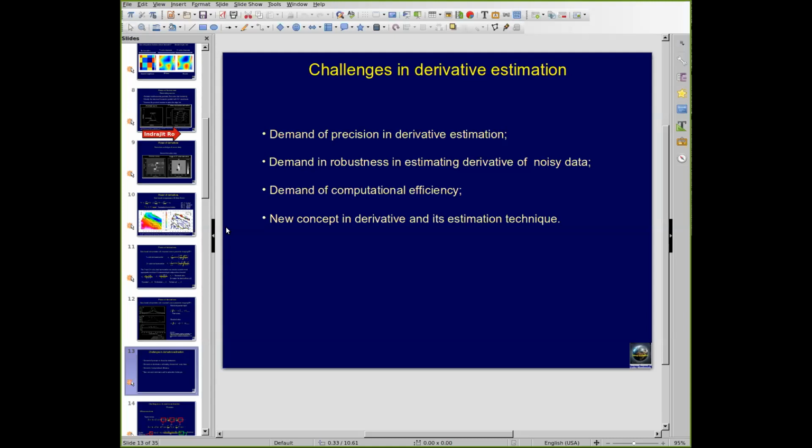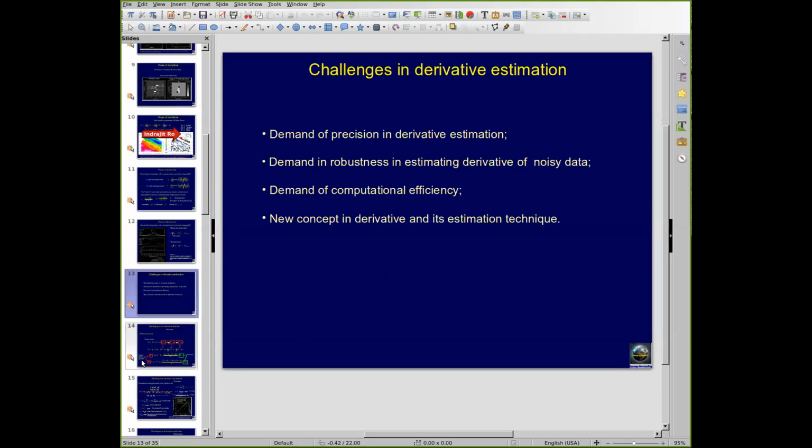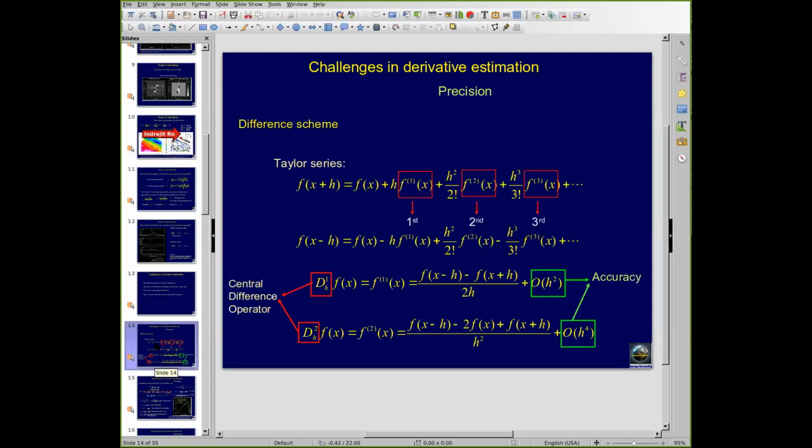Another challenge is the demand of computational efficiency, and our modern demand with machine learning or deep learning processes, for automation, so that we can do it very fast. So we need new concepts in derivative estimation techniques. These are some challenges. Let us talk about the precision.